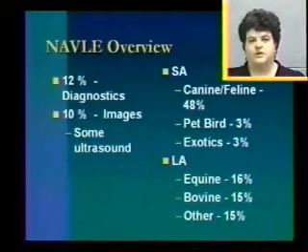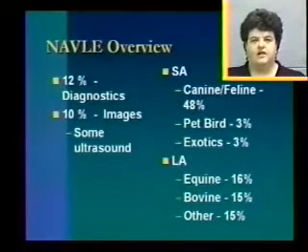As expected, most of the questions are going to come from our companion animals, from equine and canines and felines. That's going to compose the majority of where the questions are going to come, with a smaller percentage from pet birds, exotics, cows, and other food animals.